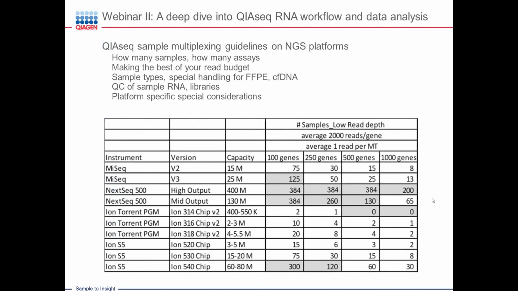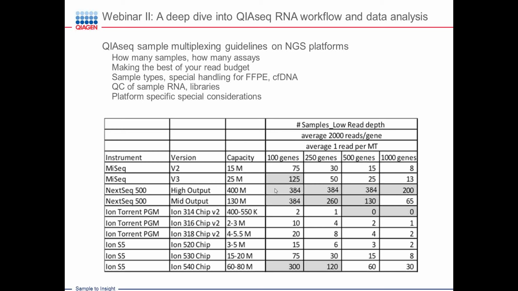So webinar 2 is going to be a deeper dive into the workflow and the data analysis. I just brushed upon this. Raed will talk a lot more about how to actually set that experiment up. There are some special handling considerations for FFPE, and that actually should be RNA, cell-free RNA. There are some considerations about QC of samples, QC of libraries. There are some platform-specific considerations. This is just a chart that I'm sure that he'll show you again, with some rough calculations on how many genes and how many assays can run on an instrument.